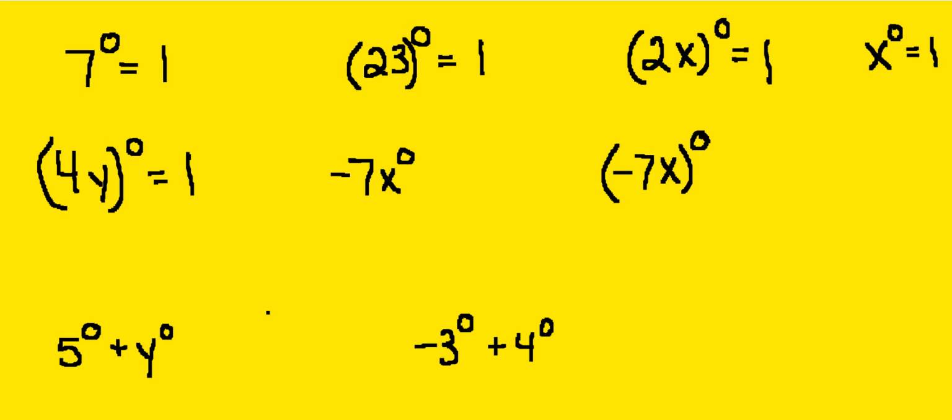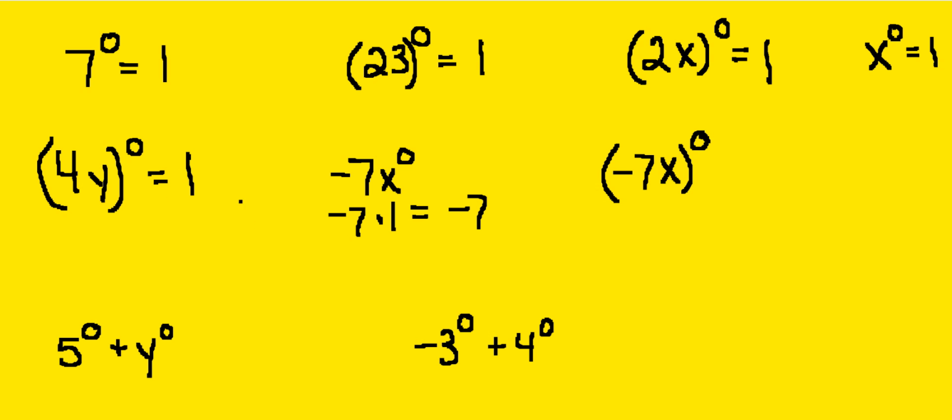And now things change a little bit right here. I've got negative 7x to the 0 power. So now I look at this as the base is x. And this exponent only applies to the base of x. So x to the 0 is 1. And then that's multiplied by the negative 7. So this in turn equals negative 7. It's like negative 7 times 1. The non-use of the parentheses.